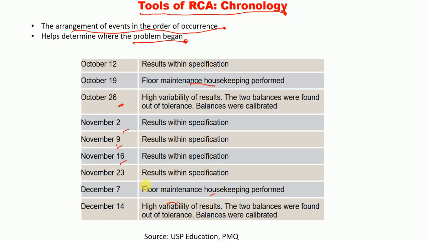So basically, we know that whenever the floor maintenance has been performed, there was variability of the results, and the two balances were found out of tolerance. So the balances were calibrated. By listing all these events, we know what might have resulted in the problem. Floor maintenance and housekeeping resulted in high variability of results here, and here also, because the two balances were out of tolerance. So by listing the events in chronological order, we can identify where the problem began.